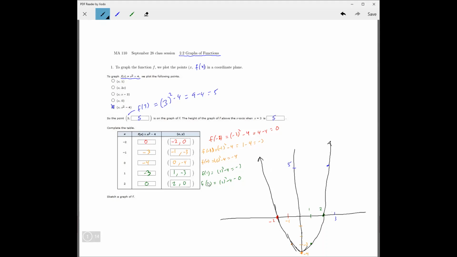Okay, so any questions on that? That's basically the introduction of the topic. So graphing functions, you look for ordered pairs of points on the graph and then draw a curve that goes through those.